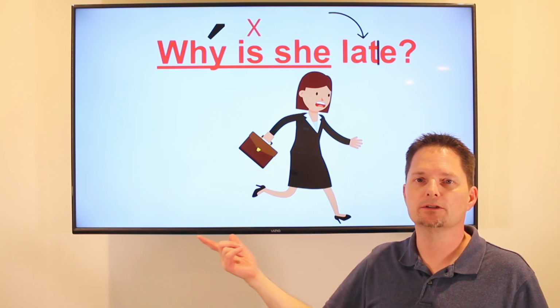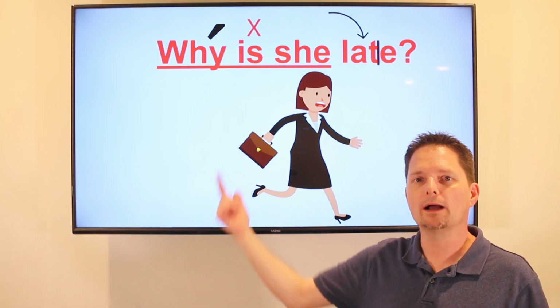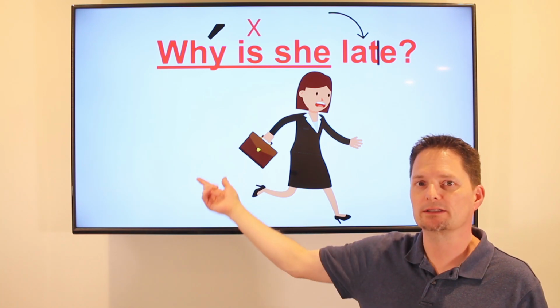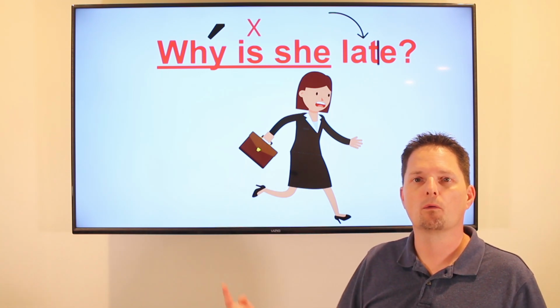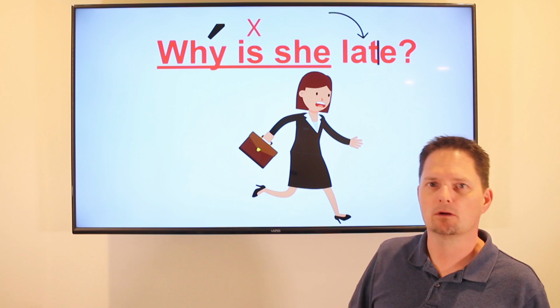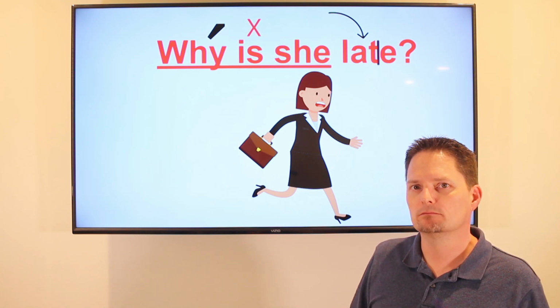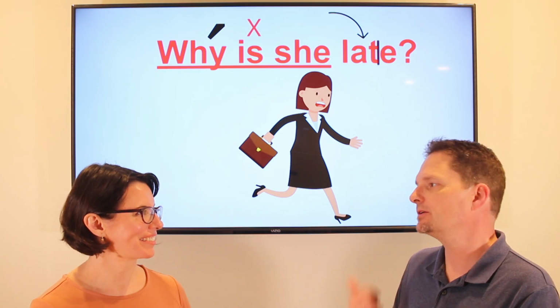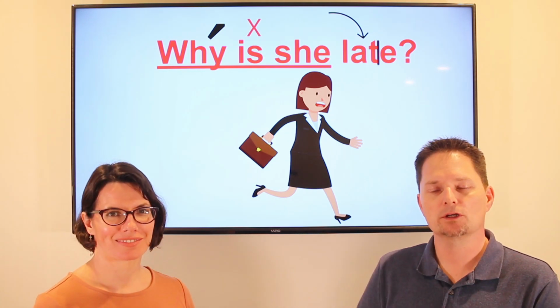Information question. The intonation goes down at the end. Why is she late? Stress the important word, why. Why is she late? She woke up late. Ask the question. Why is she late? She woke up late. Ask the question.